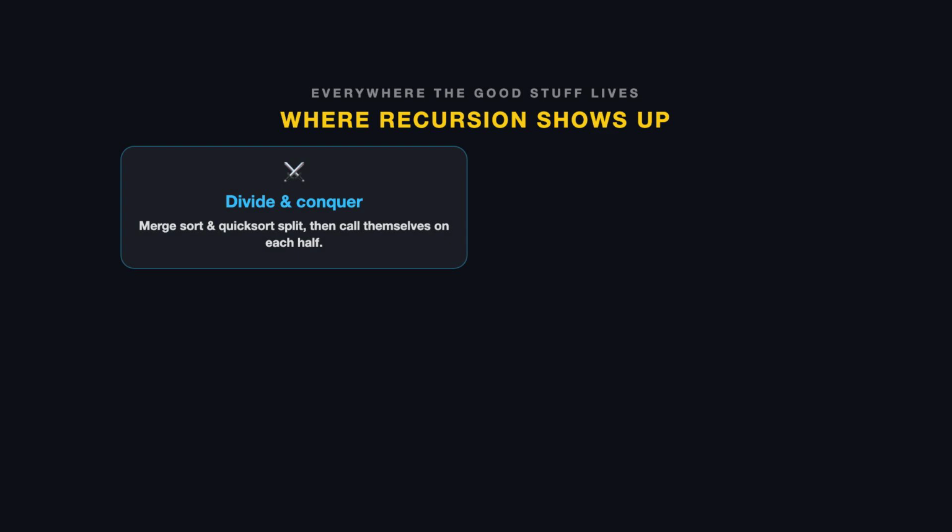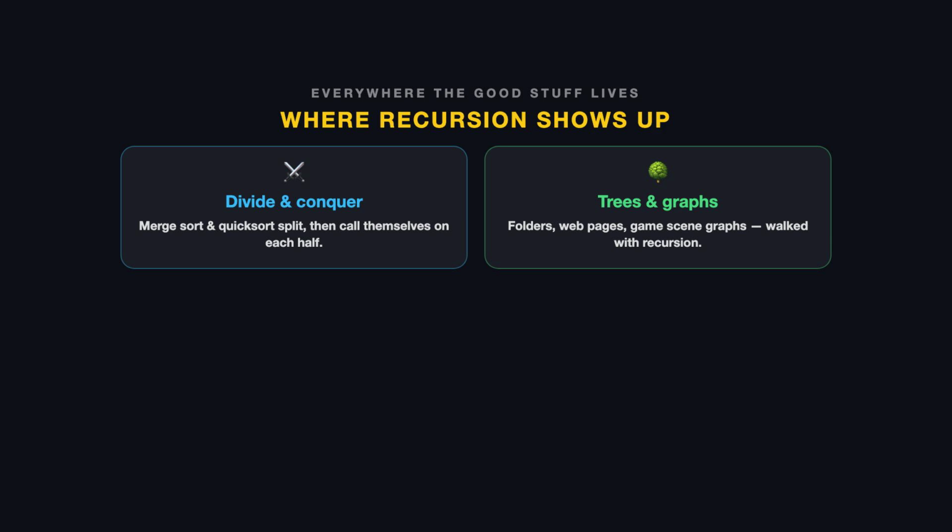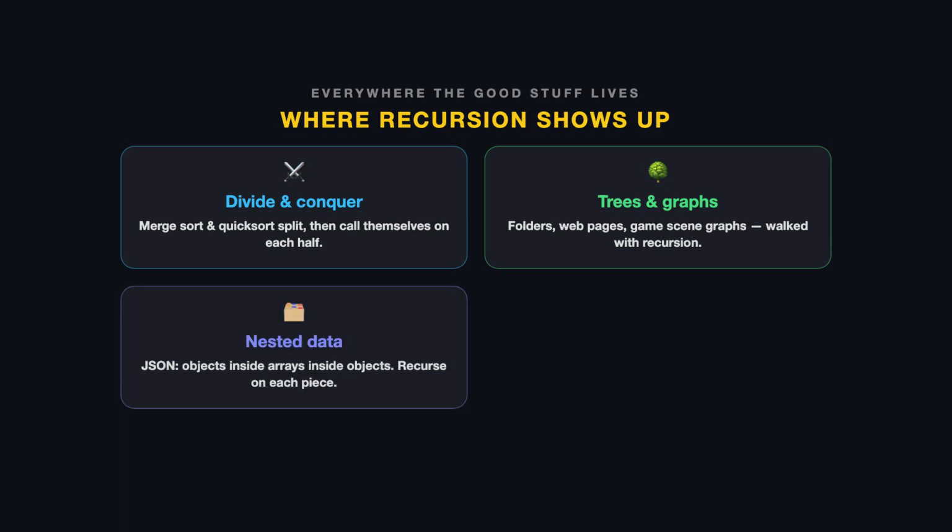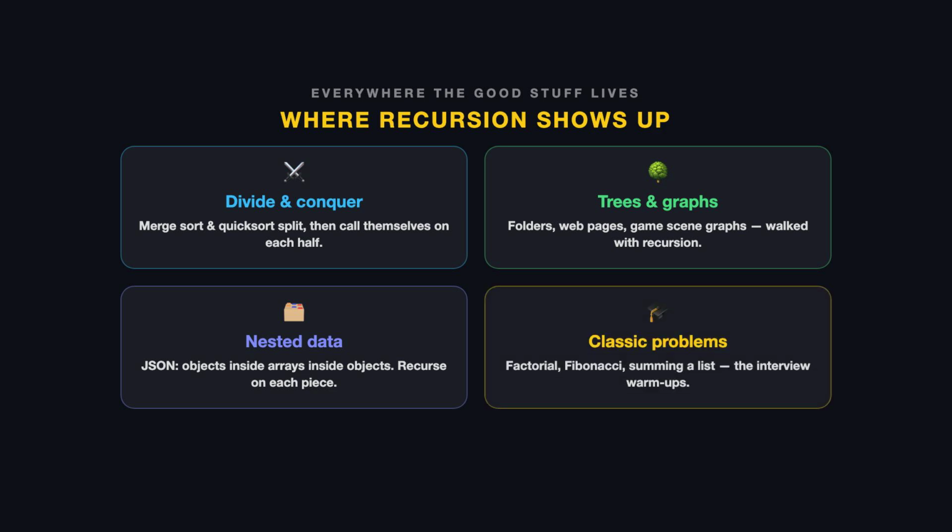Everywhere the good stuff lives. First, divide and conquer. You saw this in the sorting video. Merge sort and quicksort split the list in half, call themselves on each half, then combine. That splitting and self-calling is recursion. It is the engine under the fastest sorts.